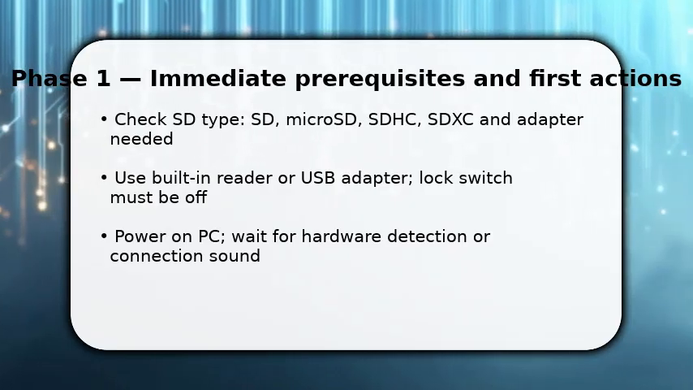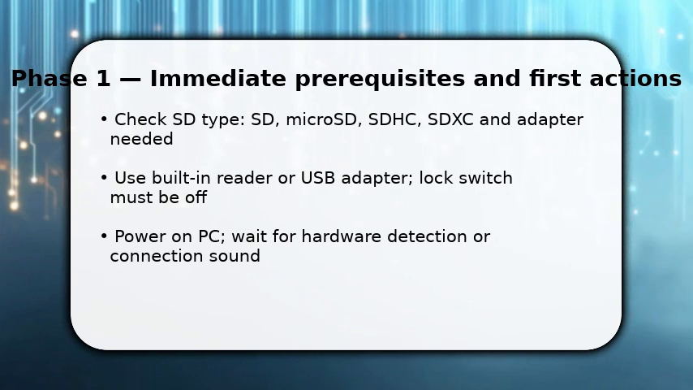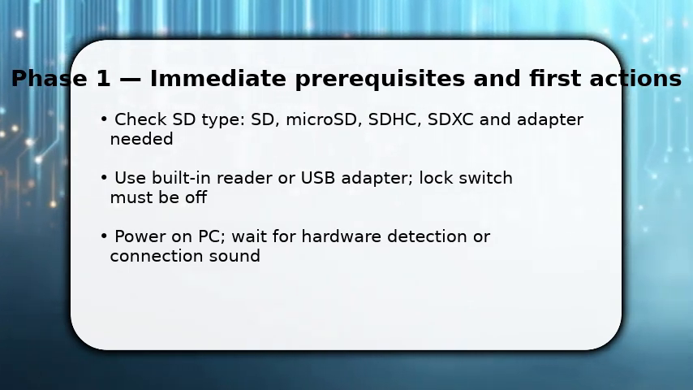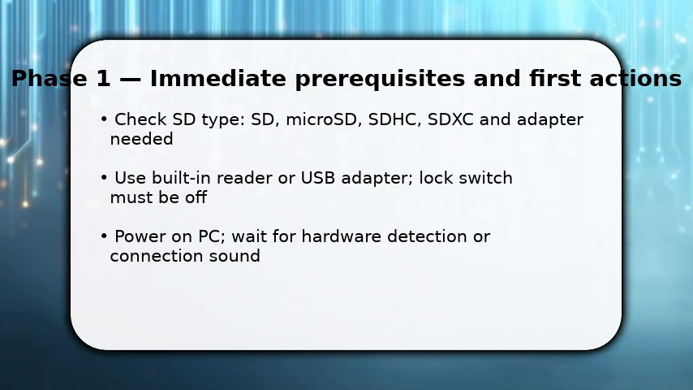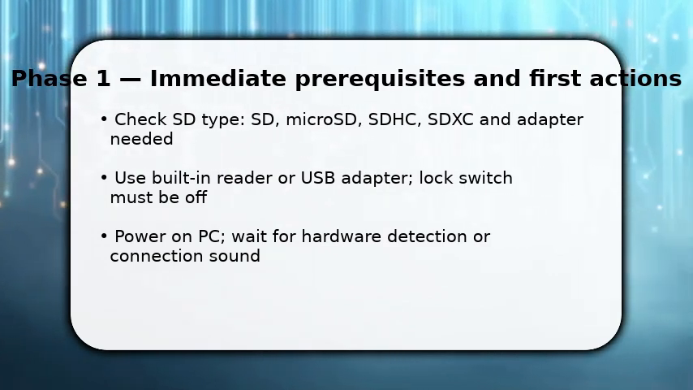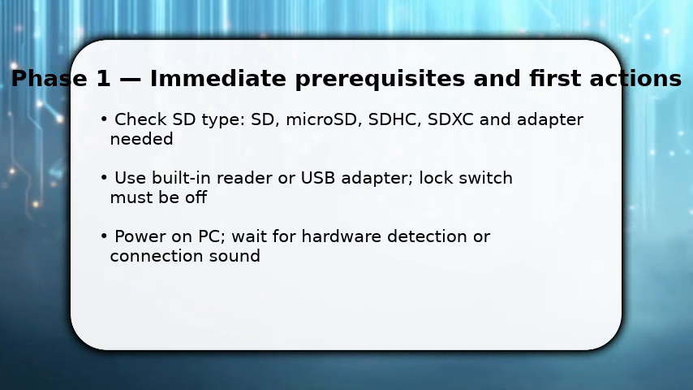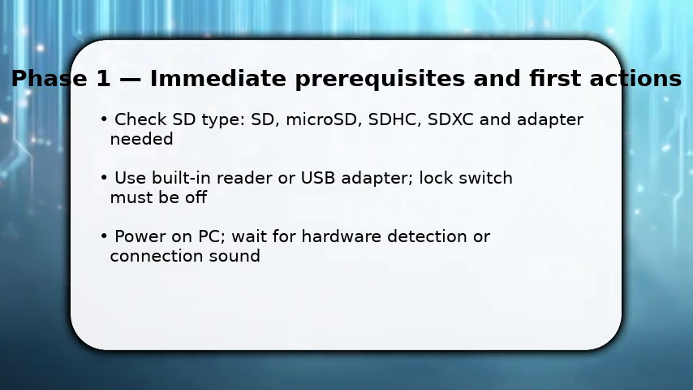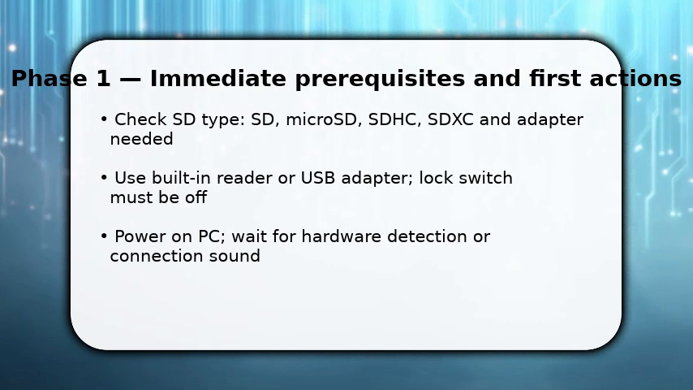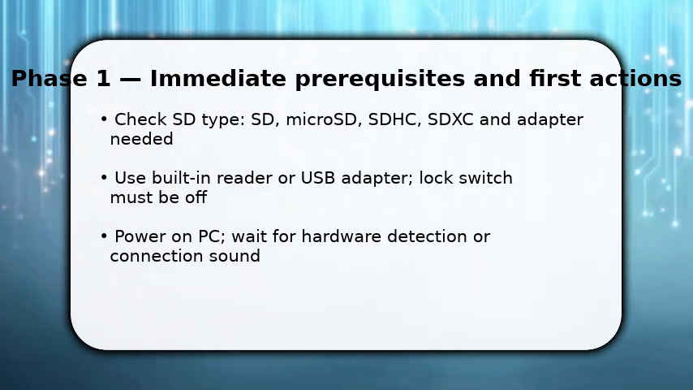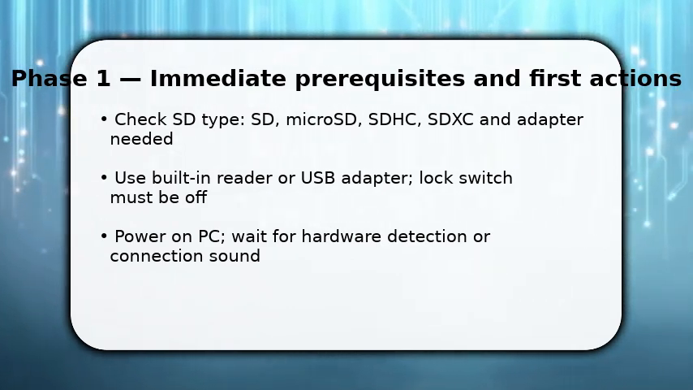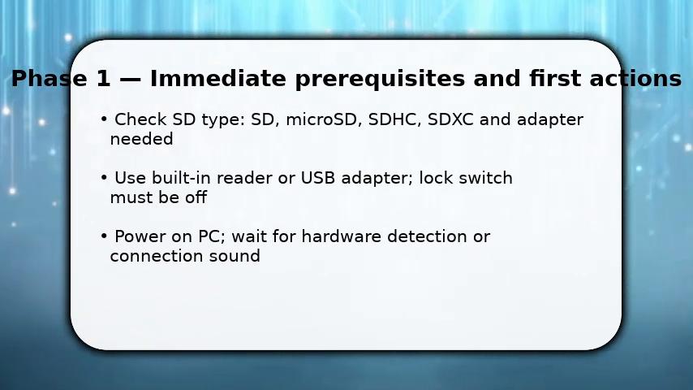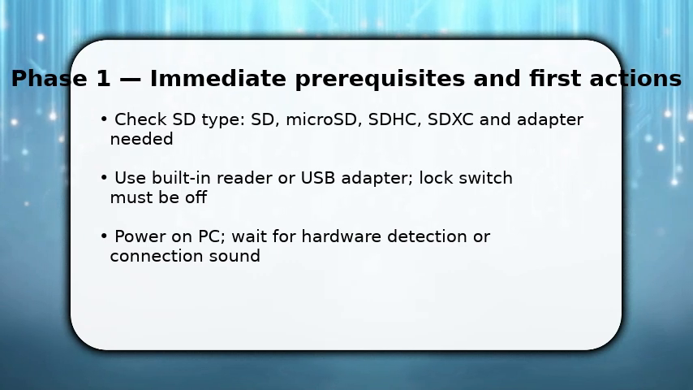You start by getting the physical connection right. Insert the micro SD into an adapter if required, then plug into the card reader or USB adapter. Once done, make sure the card's mechanical lock is off so it can be written to. You should hear a device connect sound on Windows or see a mounting icon on Mac. This confirms the hardware layer works. If nothing appears, try a different USB port or adapter before moving to software steps. This rules out simple connection faults.